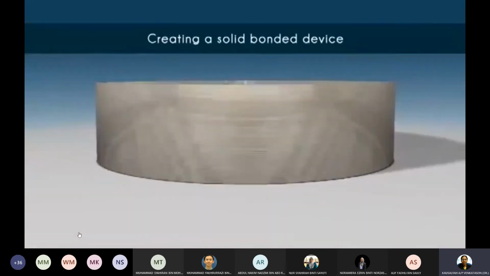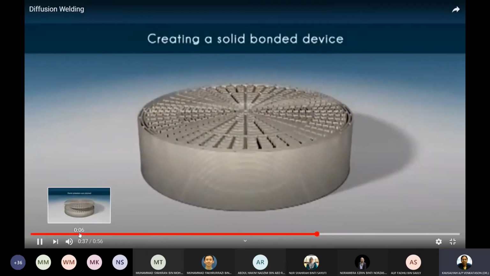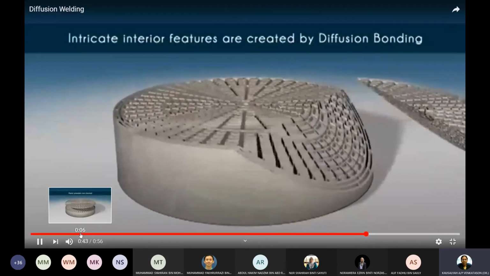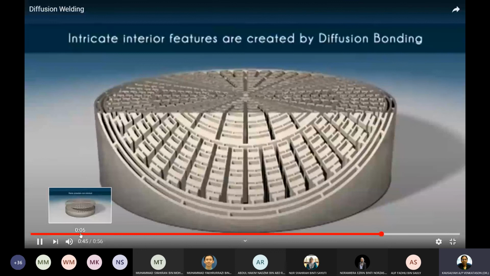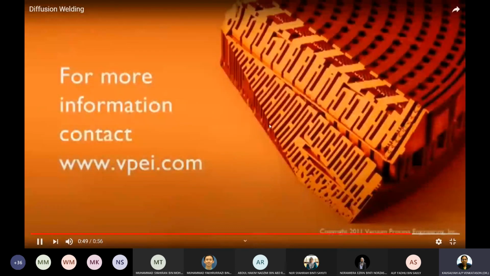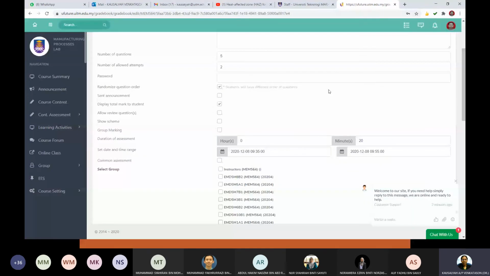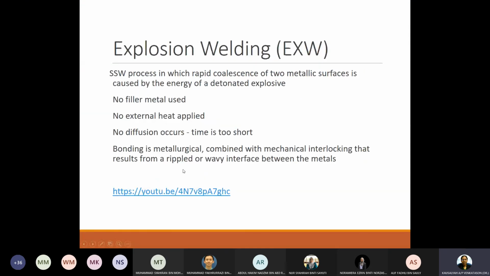This is the inner atomic behavior in diffusion welding. Okay, so the parts have become one like that. And then you go on to explosion welding.